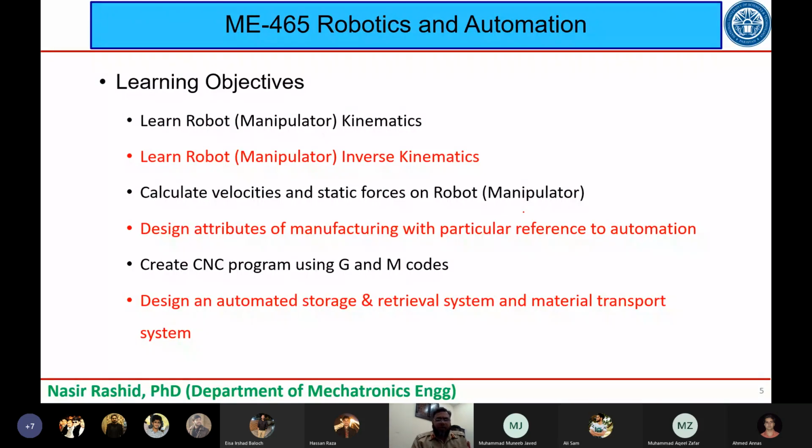What we expect at the end of the course is that you will achieve these 6 objectives, in which you will become expert in calculating manipulator kinematics. Then you will be able to do the inverse kinematics of a manipulator. Then you can calculate the velocities and static forces on the robot, which is again a manipulator, and design attributes. The first 3 deal with the robotics part.